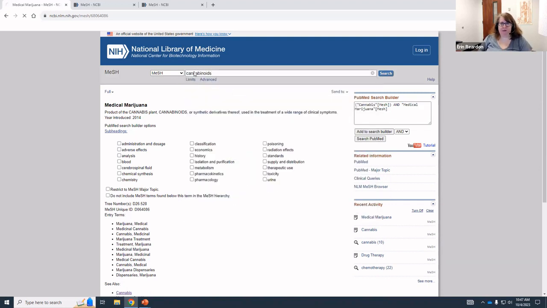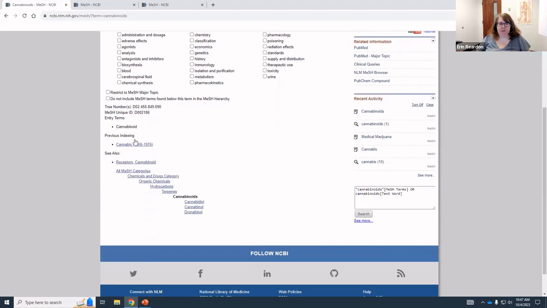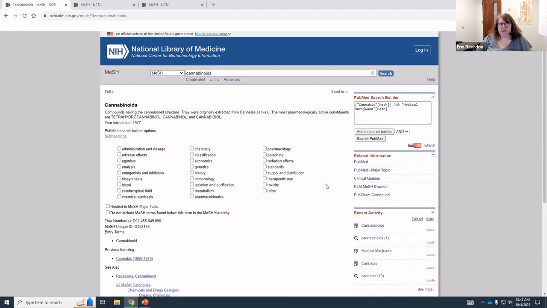Let's look for cannabinoids. So these are compounds having the specific structure. They're originally extracted from Cannabis sativa L, the plant. If we scroll down a little bit, we can see that it is organized under chemicals and drugs, organic chemicals. This might be a good mesh term for us to use as well. So we'll add that one to the search builder just so that we can copy and paste it into our list of terms.